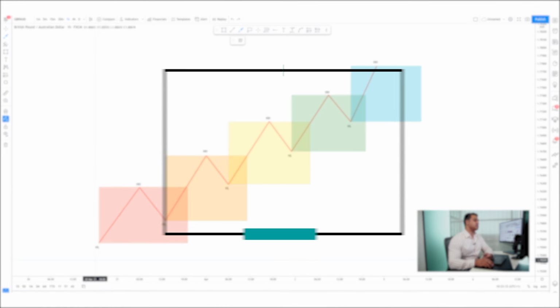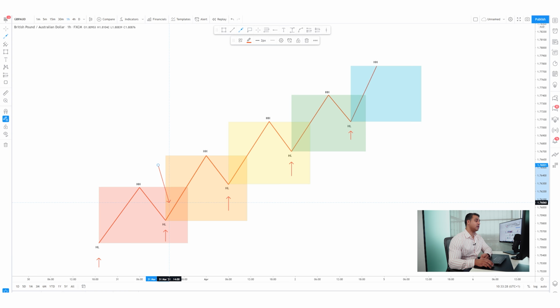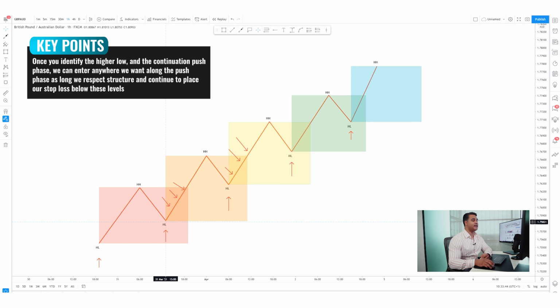We're looking to identify the higher low levels in the market where price creates the continuation, which is only going to be identified once price starts to push up or down from those levels, meaning in and around here. Actually, let me create this better. In and around here, here, or even higher, but in these instances around these levels here. Now, what this means to me and you is that once we identify the higher low and the continuation push phase, we can enter anywhere we want along this push phase, as long as we respect structure and continue to place our stop loss below these levels.